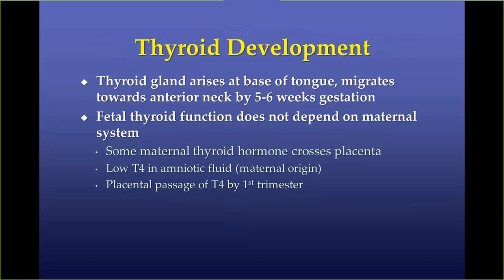So we'll start with thyroid development. The thyroid gland arises at the base of the tongue and migrates towards the anterior neck by 5 to 6 weeks gestation. Usually the fetal thyroid function does not depend on the maternal system. Some maternal thyroid hormone crosses the placenta, and there's usually placental passage of T4 by the first trimester.